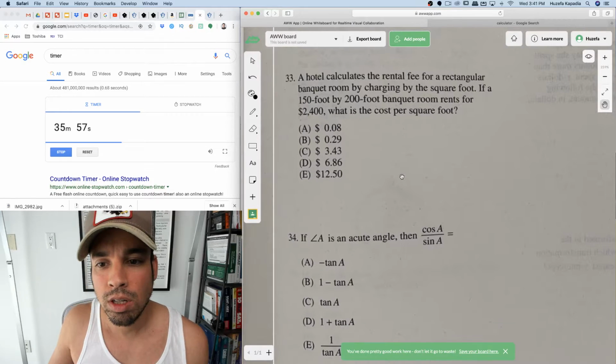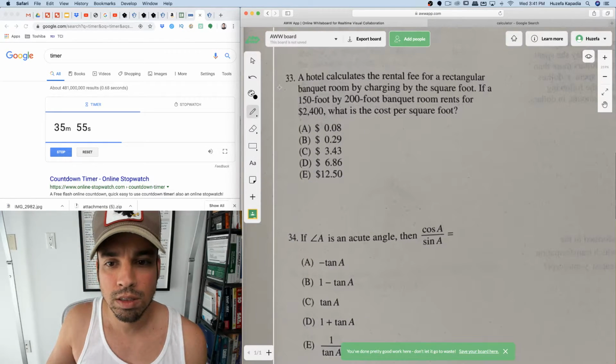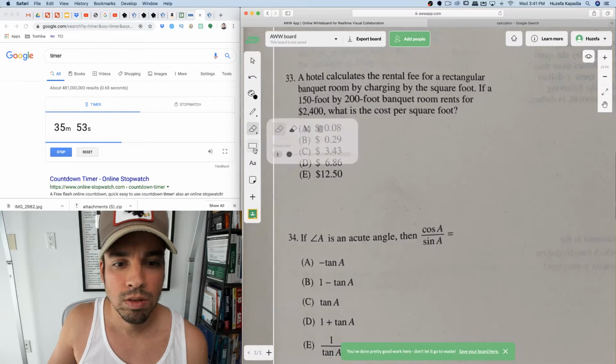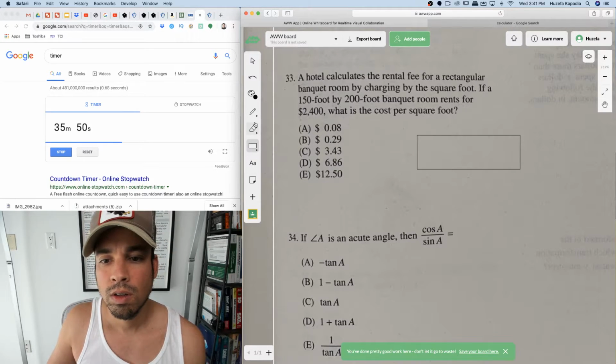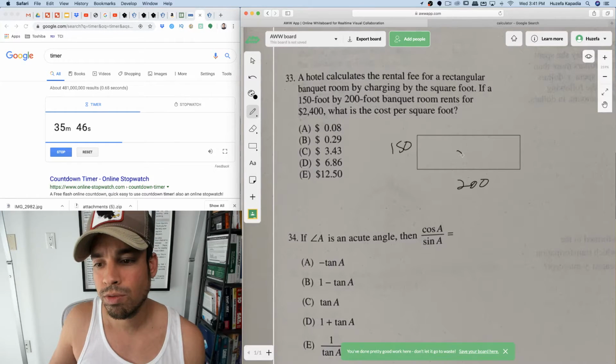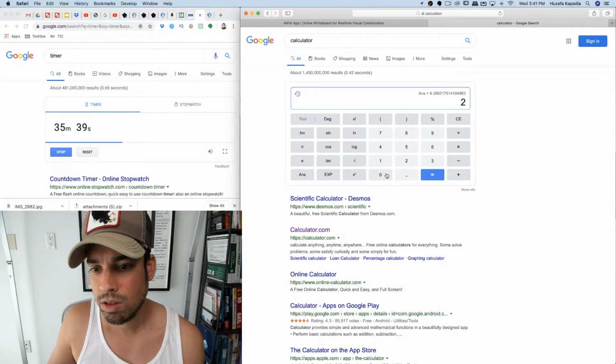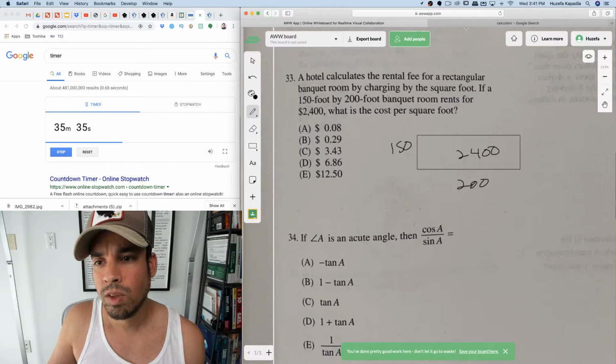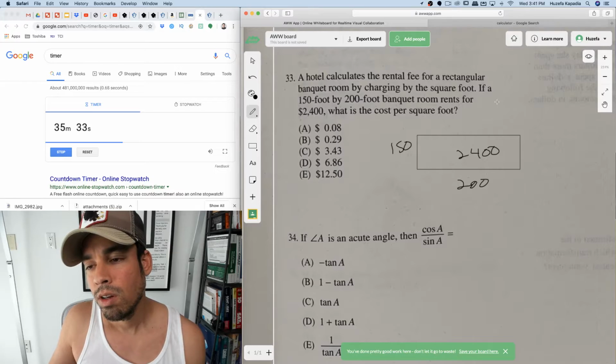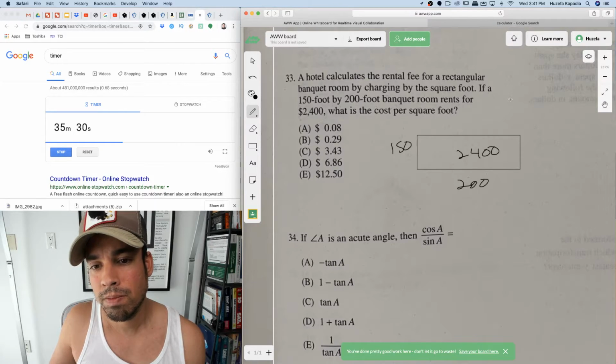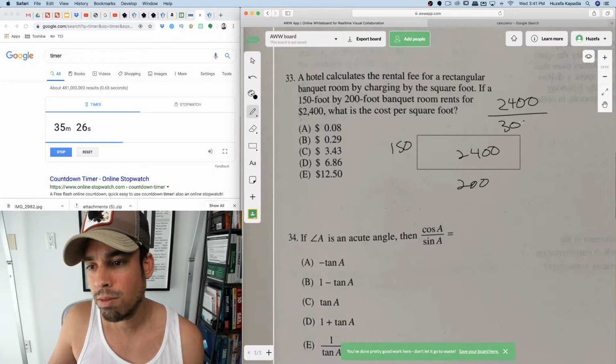A hotel calculates the rental fee for a rectangular banquet by charging by the square foot. If a 150 foot by 200 foot banquet rents for 2,400, what is the cost per square foot? So the square foot is 200 by 150, which is, I think, 30,000. Getting that right. 30,000 total square feet. And what is the cost per square foot? So 2,400 cost divided by the total square feet.